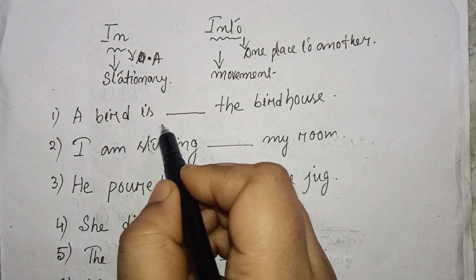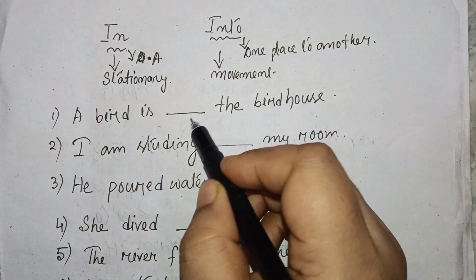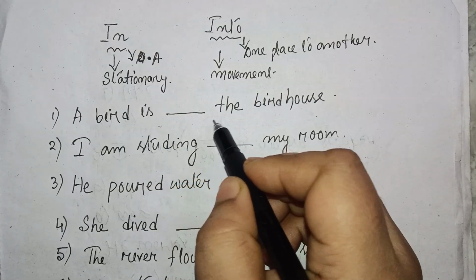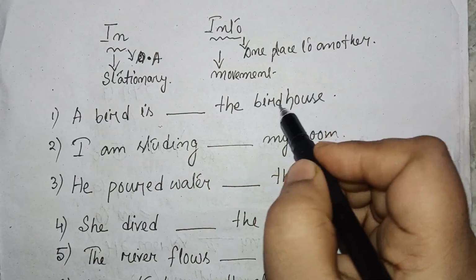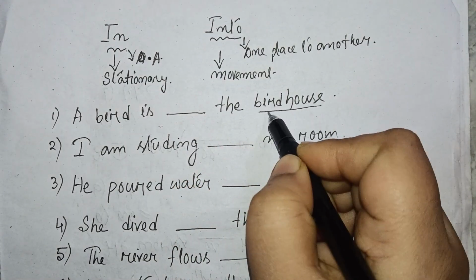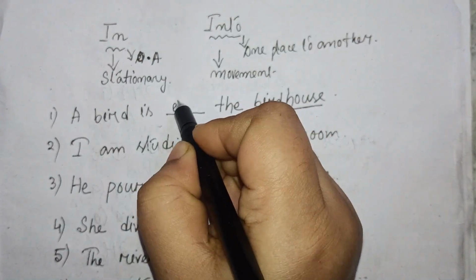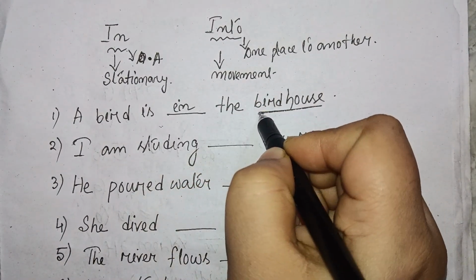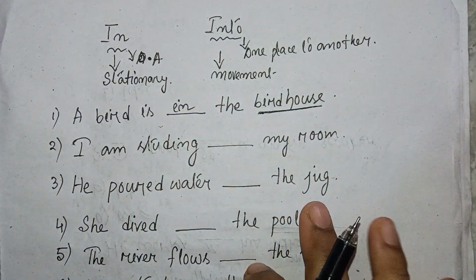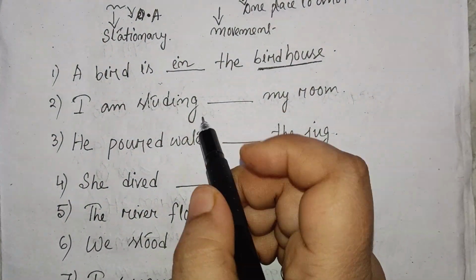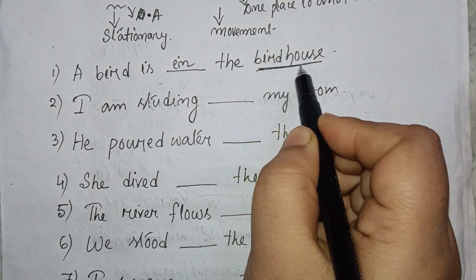So, the bird is dash in the dash, the bird is dash the birdhouse. So the bird is where? In its birdhouse. So it will be in, because the bird is not moving in its birdhouse. It is not moving from one place to another. It is in its birdhouse.